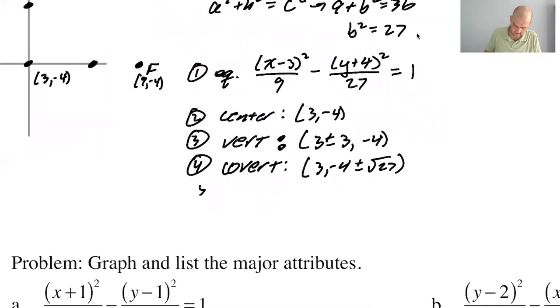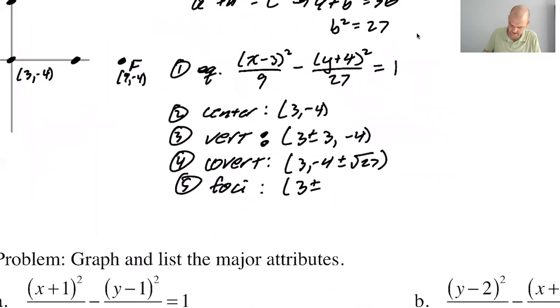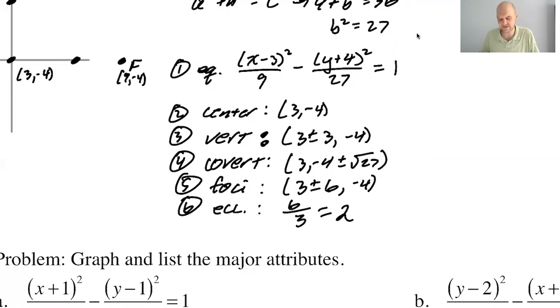Four, the co-vertices: plus or minus radical 27. Getting them done. Five is going to be foci. Like really just memorizing these things that you need is a huge advantage. Plus or minus 6, comma -4. Six, eccentricity, which is going to be c over a, so 6 over 3. Oh, 2. That's nice. It's got a nice eccentricity.